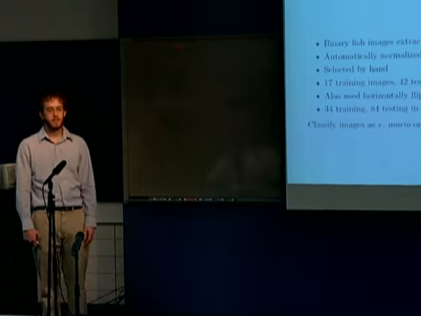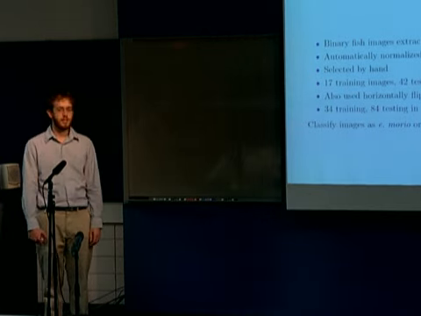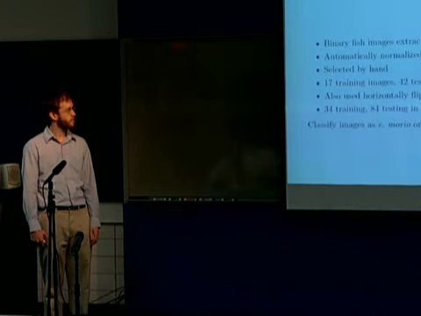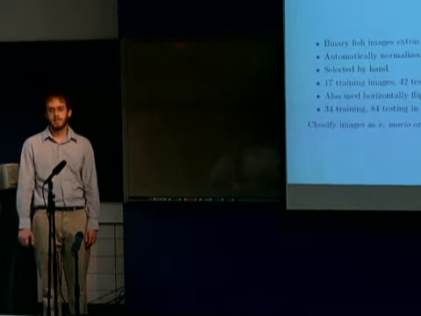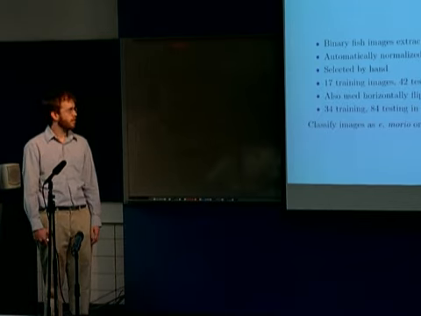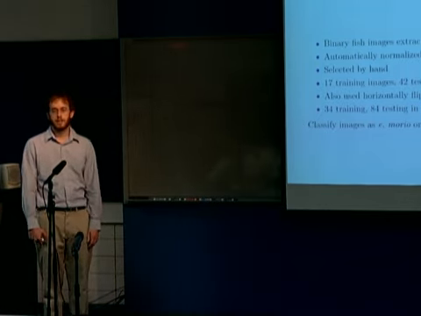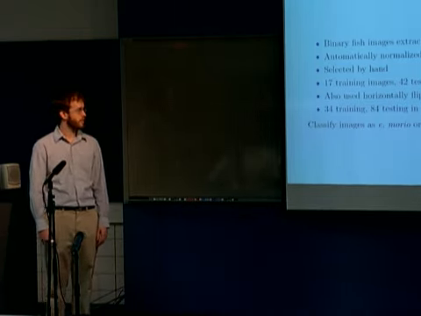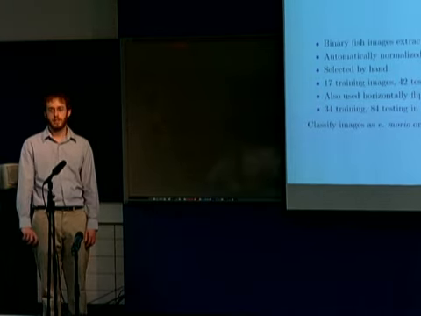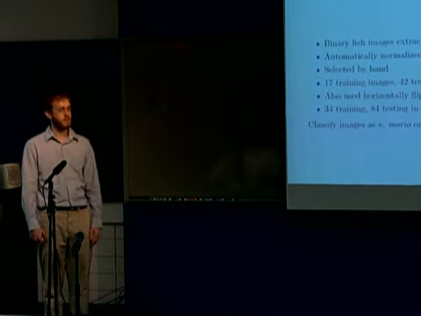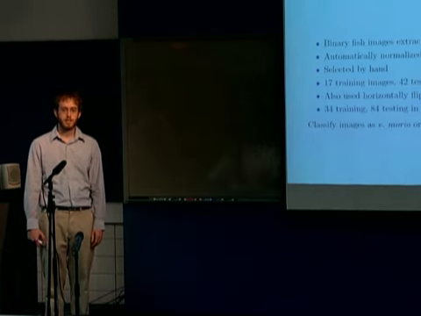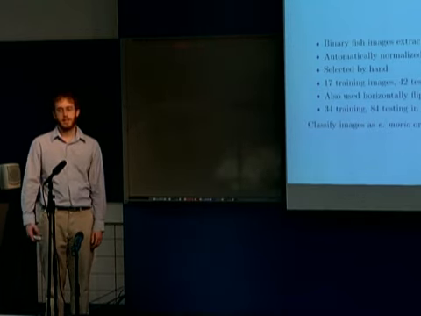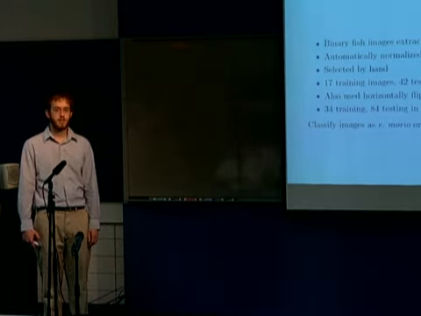For the test I used binary fish images that were extracted from the video. So we're only using the shape data, and they were automatically normalized for rotation and size. The images were selected by hand, as Brian mentioned, because the quality varied so much. We used 17 training images and 42 testing, but we accounted for different horizontal orientations, so we also trained on their mirror images. The classification goal was to identify Emorio versus other fish.